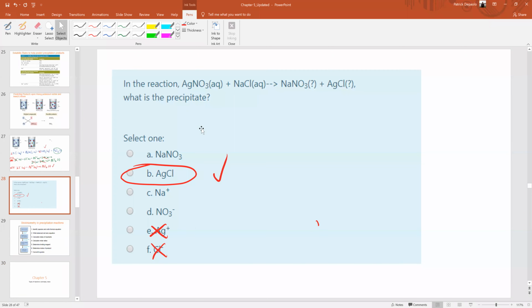I have a question. Oh yeah, what's up? So in this equation, if you were given this, would there ever be a case where silver or chloride itself would be the precipitate, or would it always be the compound that it forms? Always be the compound, because every ion by itself is soluble.